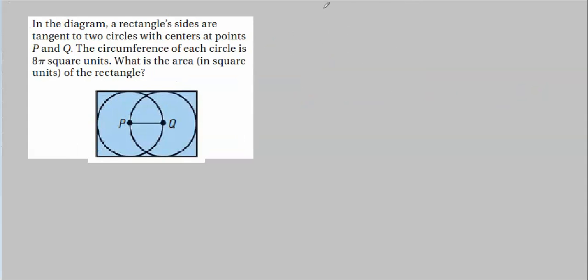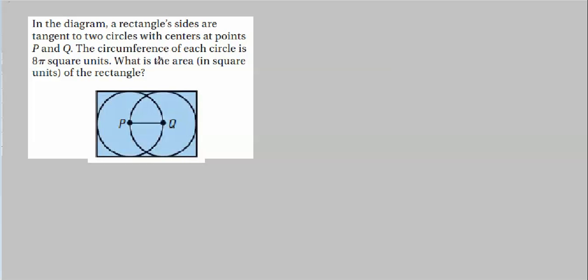Yeah, there's one that doesn't look too bad. Might be a little bit tricky. Let's see. Do they give us any information? Let's see here. The circumference of each circle is 8 pi square units. Okay. What is the area?